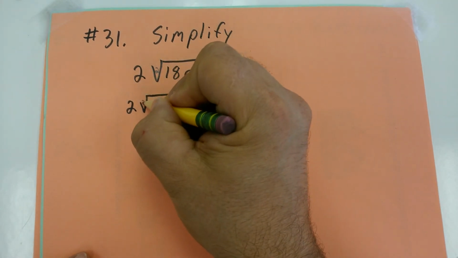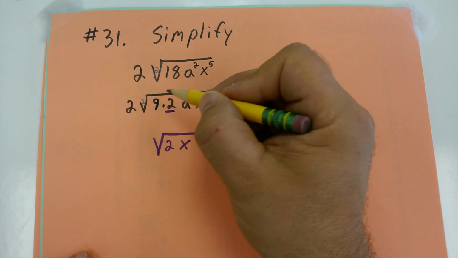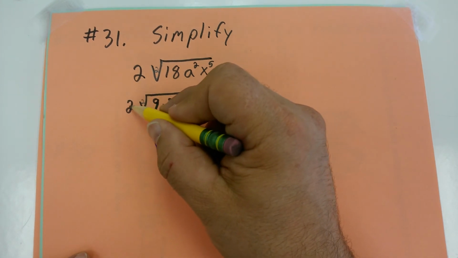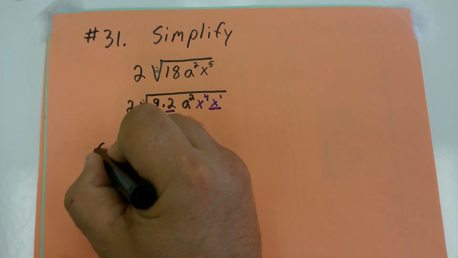Don't forget there's a little hidden 2 in there. What's the square root of 9? The answer is 3. But what's 3 times 2? So a 6 will be outside.